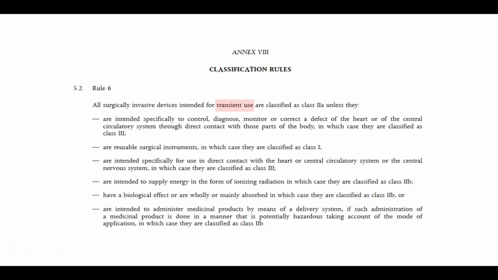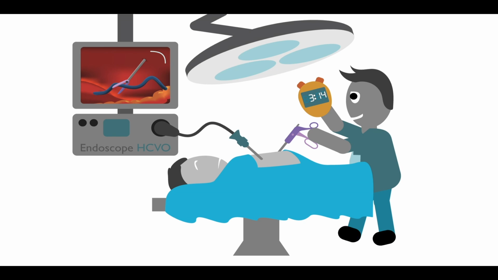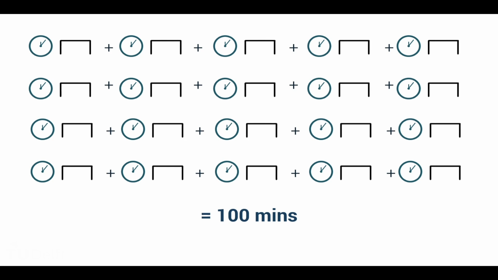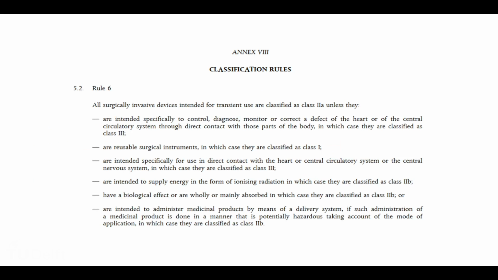The next relevant term in the definition is about the duration of contact with the tissue. Transient use is defined by Chapter 1 as intended for continuous use for less than 60 minutes. According to the guidance documents, this duration is excluding intermittent breaks. So even if it's used according to the intended use for only 5 minutes per stapling action, but 20 staples are put in place intermittently, the duration would still be 100 minutes. However, in this case, for our device, the intended cumulative use duration is below an hour, which is indeed transient use. So Rule 6 does apply to our stapler.